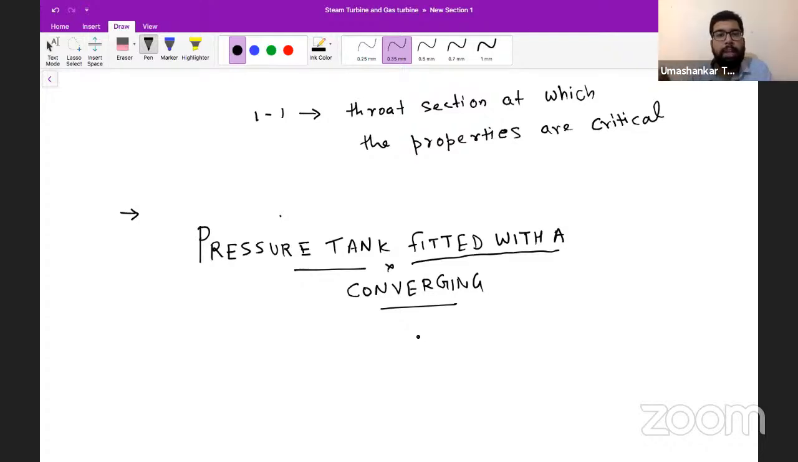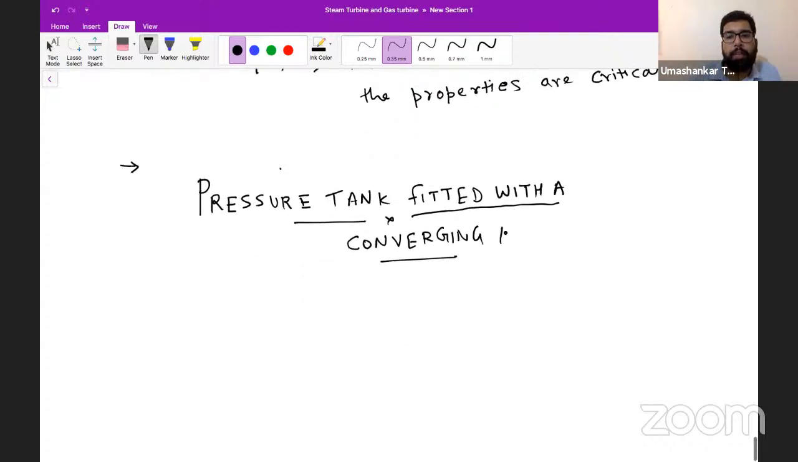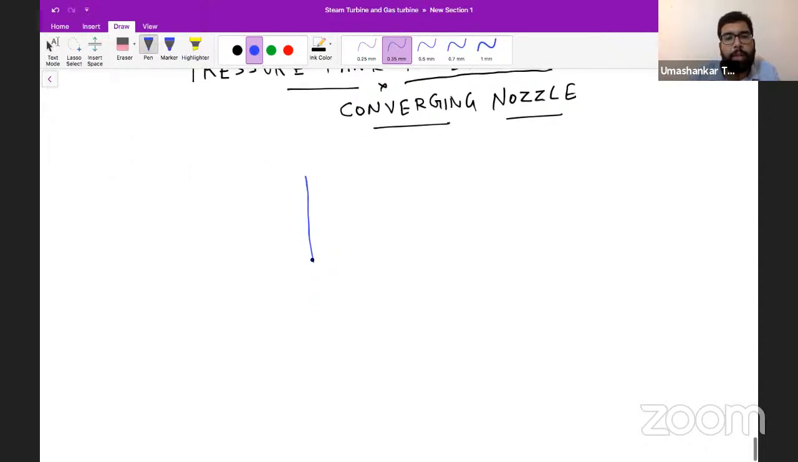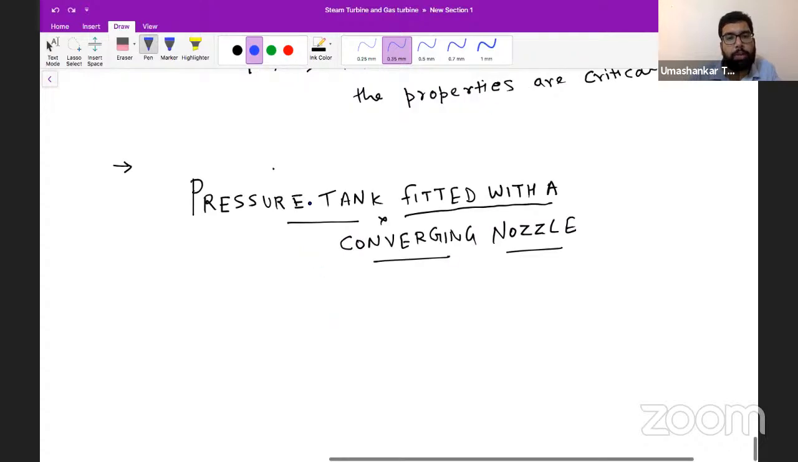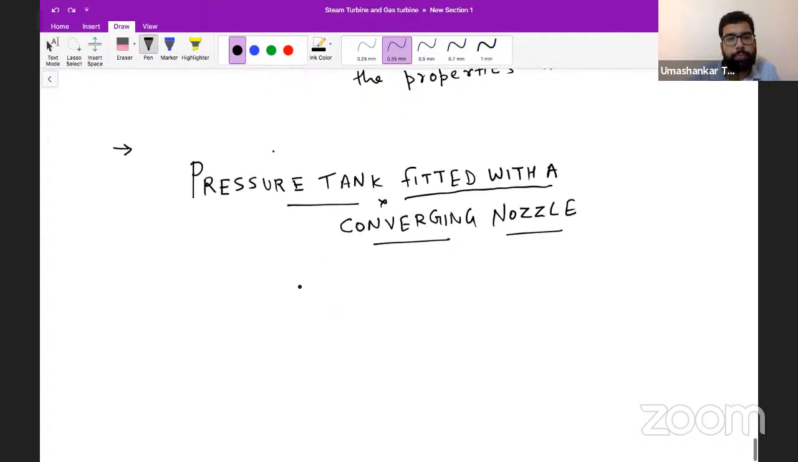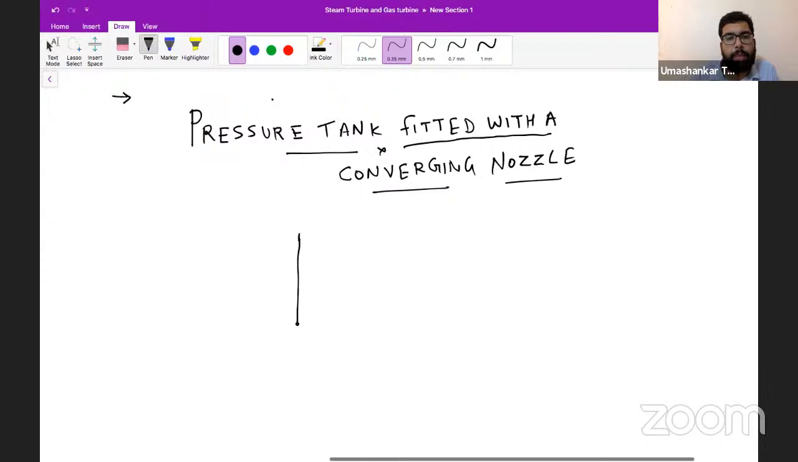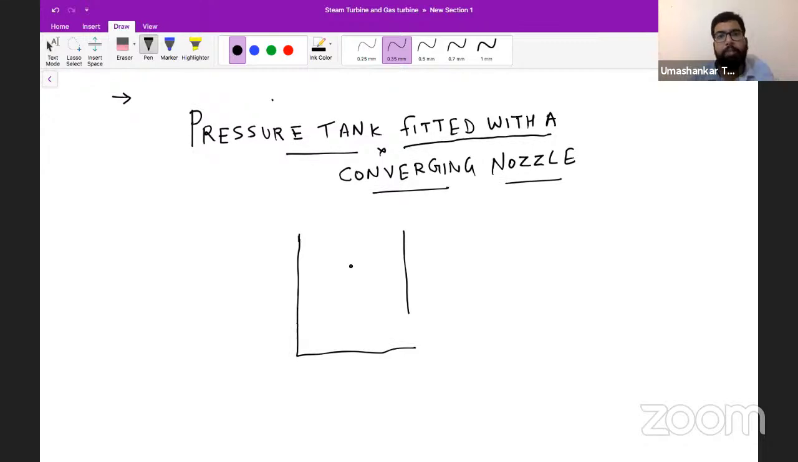Okay, now see, pressure tank fitted with a converging nozzle. So let us take some observation, then apply that in our nozzle. Okay, so we are having a pressure tank now. Pressure tank is nothing but a large reservoir, you can say, and you can relate it with the conditions of steam exiting from the boiler.